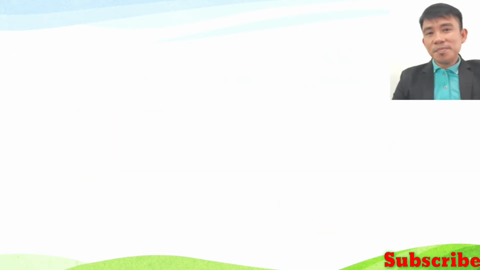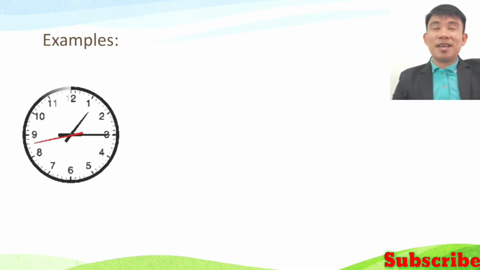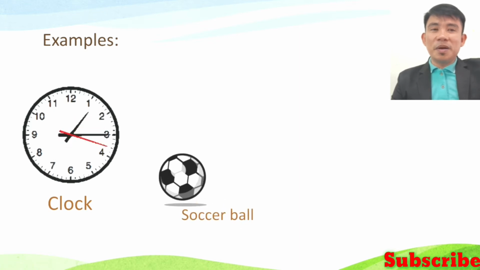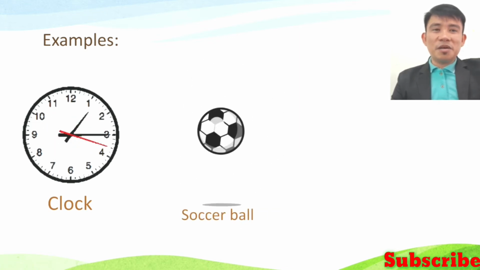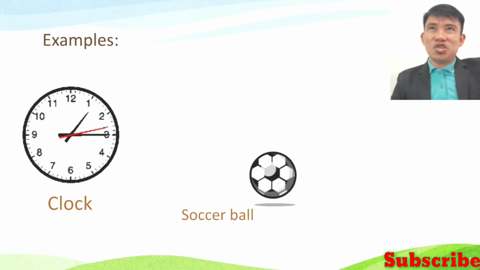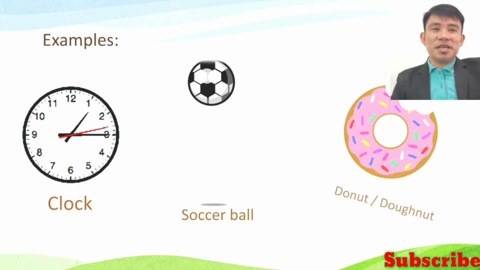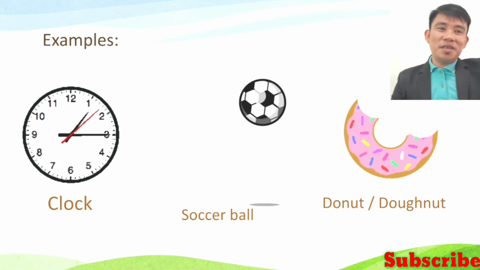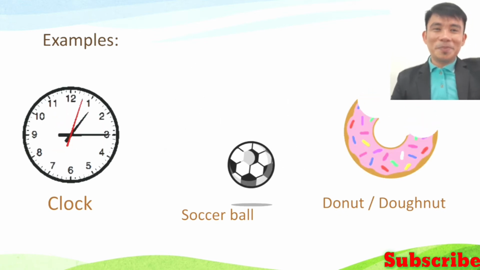And then the next shape. But before that, I'll give you more examples of a circle. An example of a circle is a clock. Maybe in your house you have one that is round, or circle in shape. The face of the clock is a circle. And there's another one, a soccer ball or a football. The face of this soccer ball is circle in shape. And of course, there's another one. Maybe some of you love to eat this. A donut. The shape of this donut is a circle.